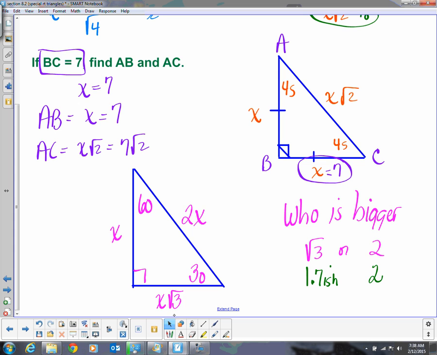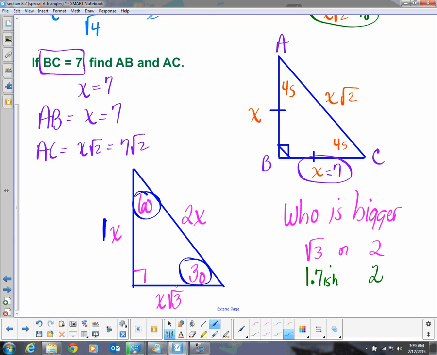So, if you start to get confused, do you remember, and you did very well on this part of the last test, this is the small angle, correct? What should be opposite the small angle? The smallest side. And what can you tell me about 1 versus square root of 3 versus 2? It's the smallest. All right, what should be opposite 60, which is the medium angle?